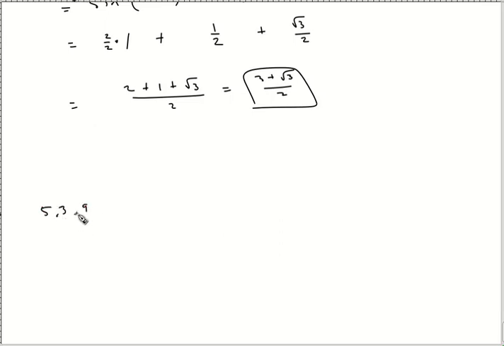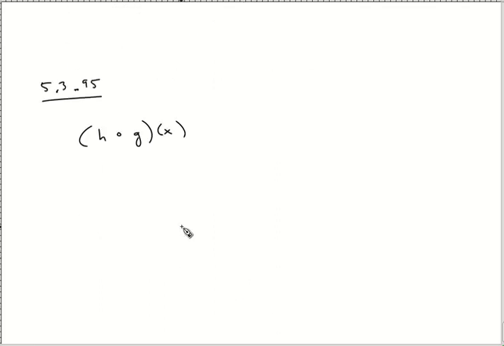5, 3, 95. I've got h of g of x. Now, we saw this back a few sections ago where it's composition, all that kind of stuff. I'm going to remind you that this is h of g of x. So g is on the inside. They say that h is equal to cosine x, g is equal to 2x, and they also say that x is equal to 17 pi over 6. And they say, go, figure it out.